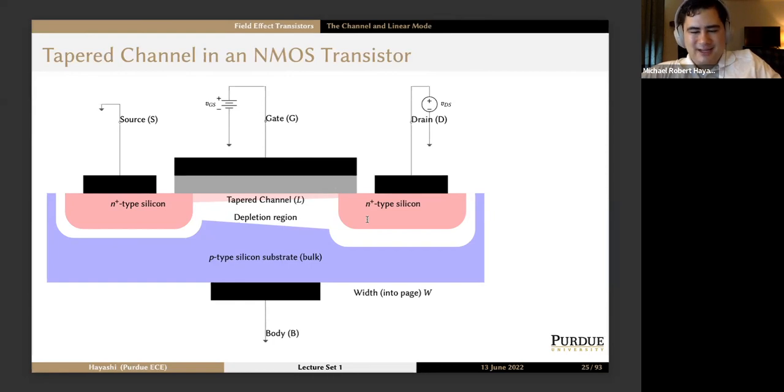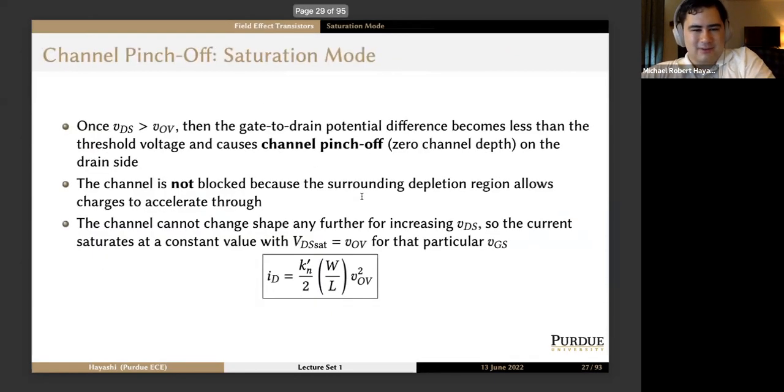So the current saturates at a constant value where VDS saturation is equal to the overdrive voltage for that particular VGS. So when we look here, we see that the ID no longer is a function of the drain to source voltage. It's just a function of our control voltage VGS, which is inside this overdrive voltage expression. And we get this factor of 1/2 out front.